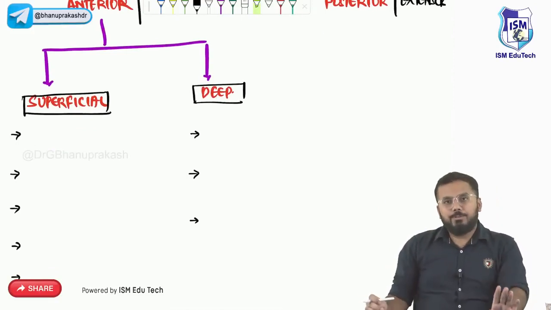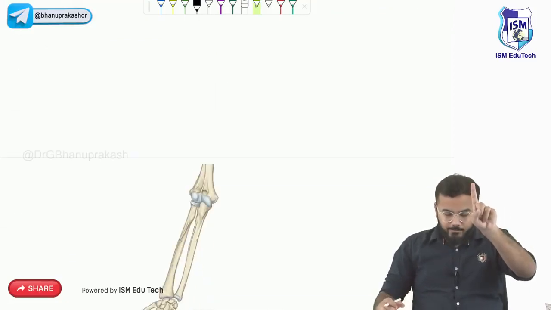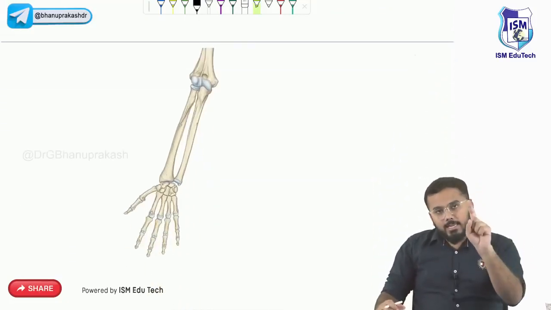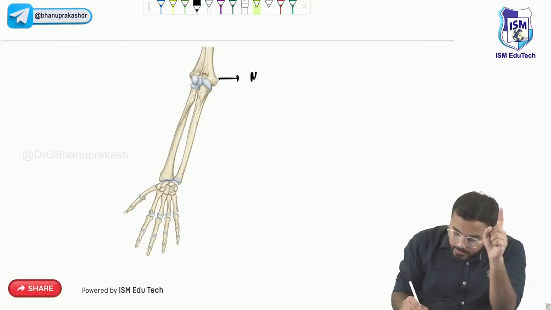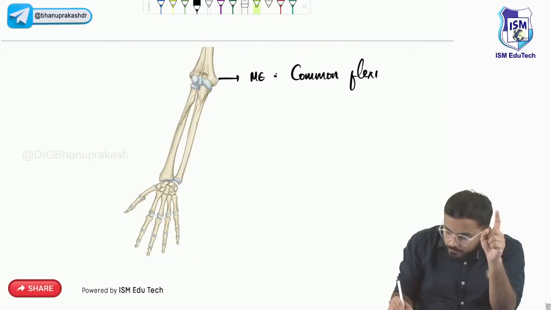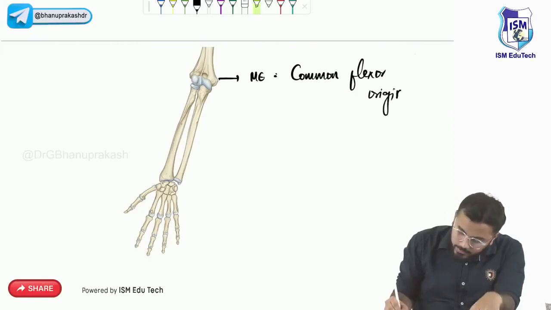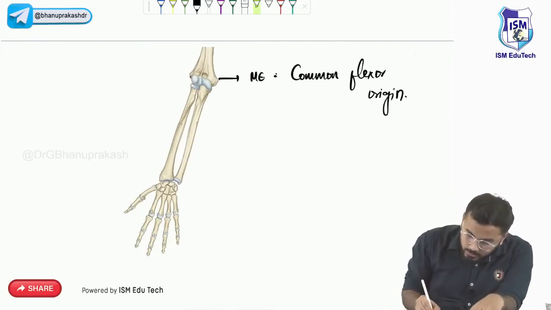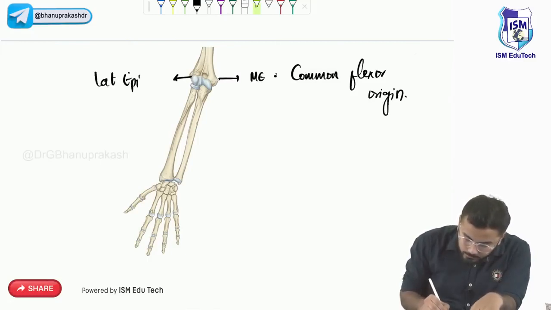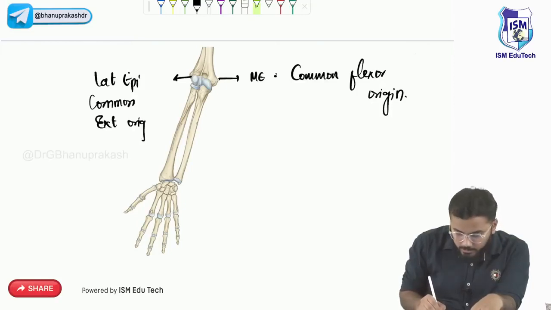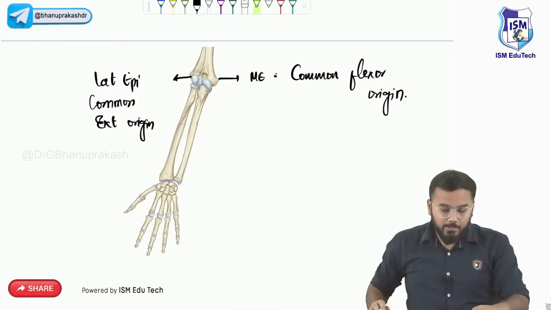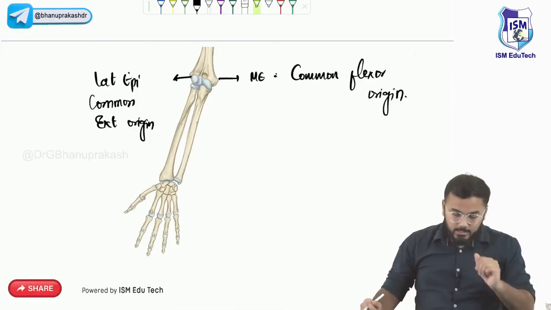Now what are these superficial muscles? Muscle number one. Medial epicondyle, common flexor origin. This is lateral epicondyle, common extensor origin. Medial epicondyle and lateral epicondyle. One is common flexor origin, one is common extensor origin.